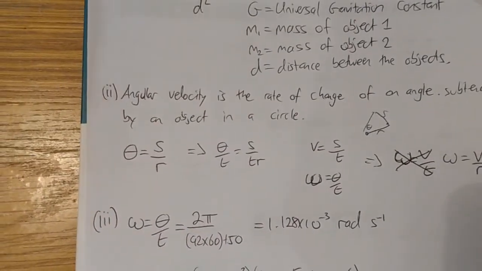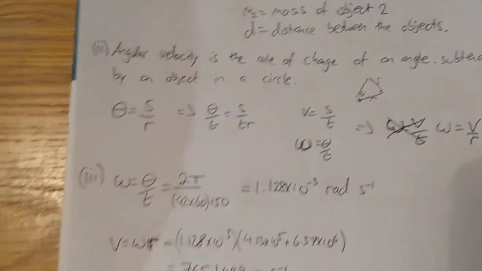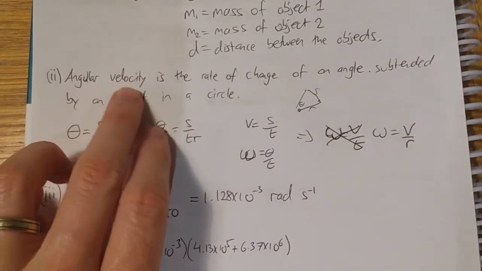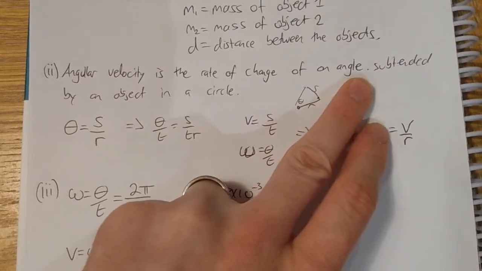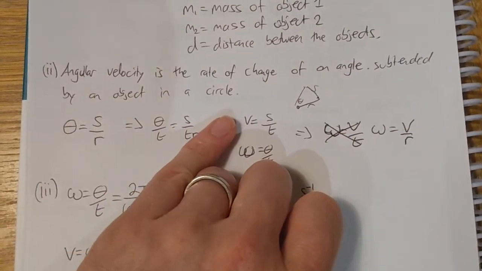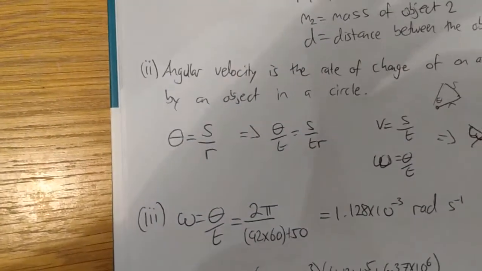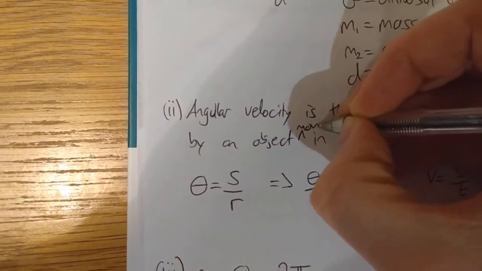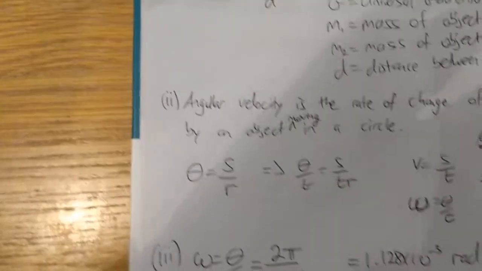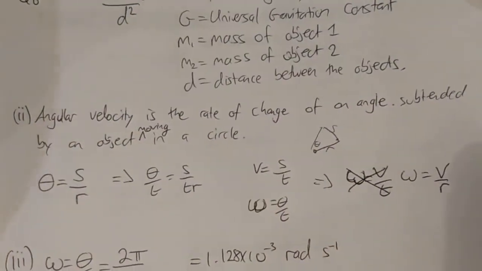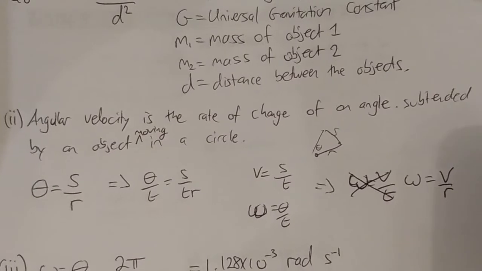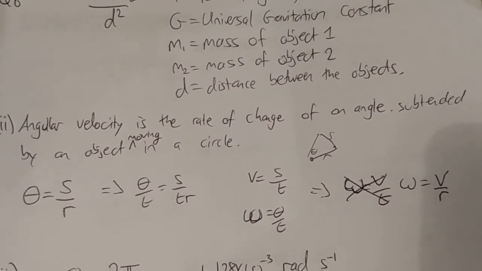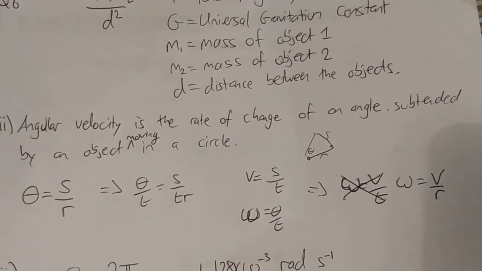The next bit was to explain what is meant by angular velocity. Not define, but explain. So what I've said here is the angular velocity is the rate of change of an angle subtended by an object. It should be moving in a circle, actually. Let me just go back and write that. An object moving in a circle. I think that's better. It's theta over t. That's what we're trying to look for. The angular velocity is theta, the angle that is moved per second, per time. But it's an angle subtended by an object moving in a circle.